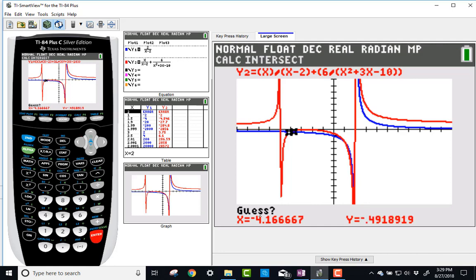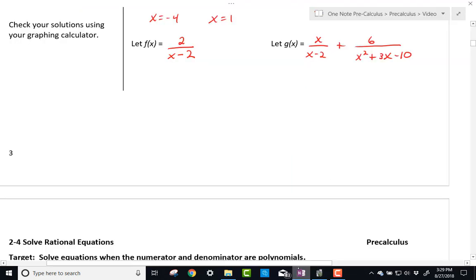I'll hit enter again. It says give me a guess. I'll hit enter again, and guess what? X equals negative 4, y equals negative 1/3. So I know that these two are okay. All right. So just by graphing each side of any equation, you can see where the two cross, and you can check yourself and your work.